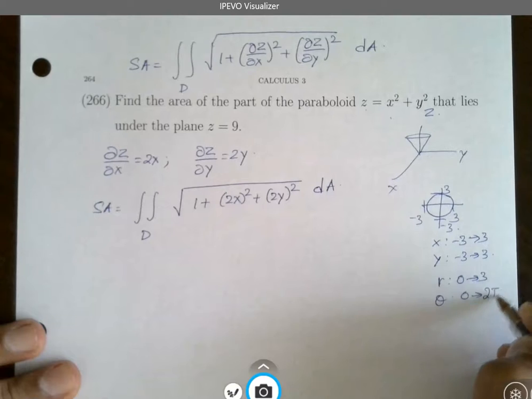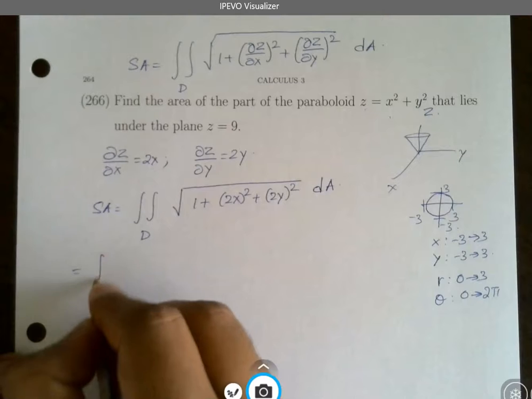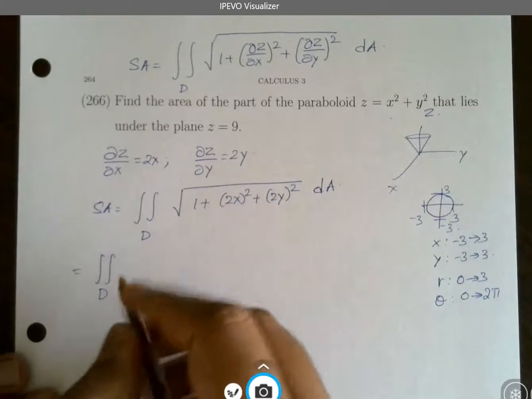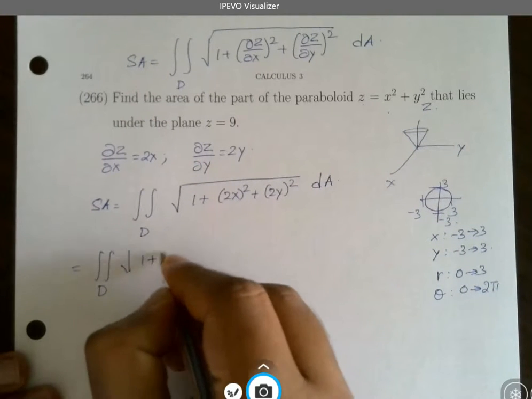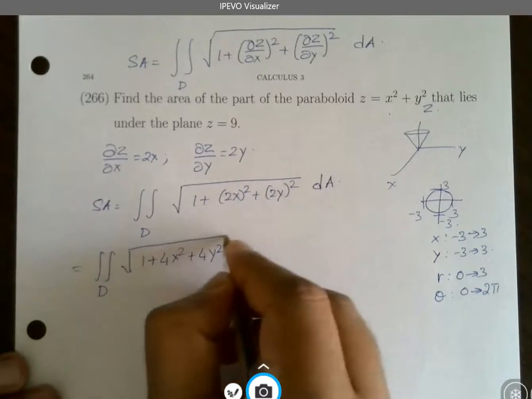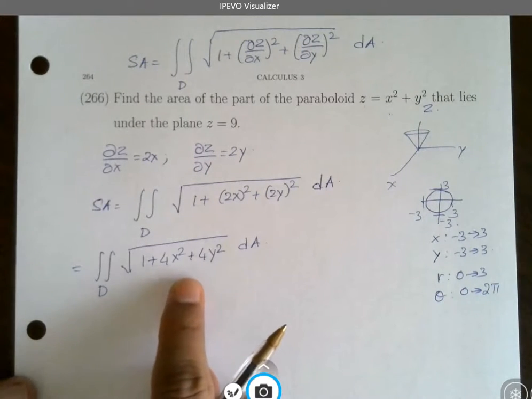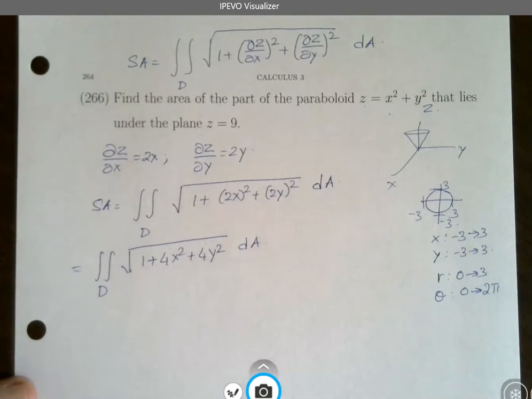Okay, whichever way you want to go. Let's see whether we have to use the polar or the rectangular coordinate. So that's going to be the double integral over D of the square root of 1 plus 4x squared plus 4y squared dA. Now if you use rectangular and integrate straight away, it is going to be very difficult.